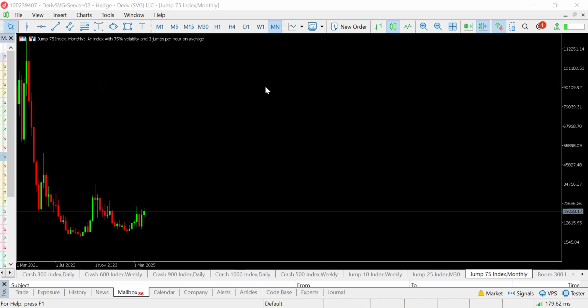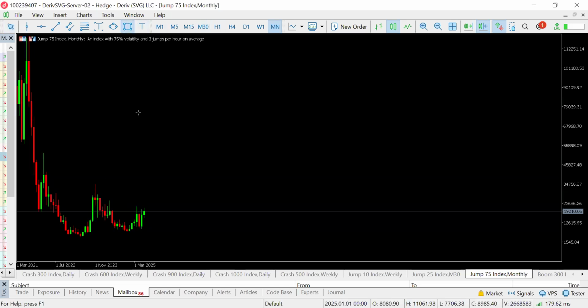Now also we all know that I like starting my analysis from the higher time frame, the monthly, the weekly, or the daily. So looking at the chart before us, we can see that the market seemed to have been going in the downward direction for a while.